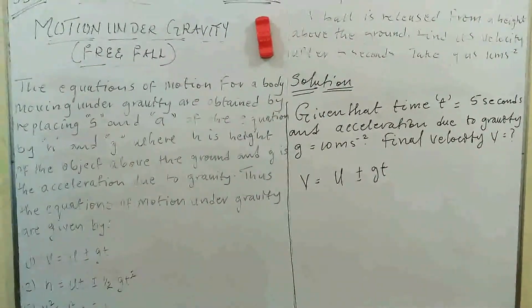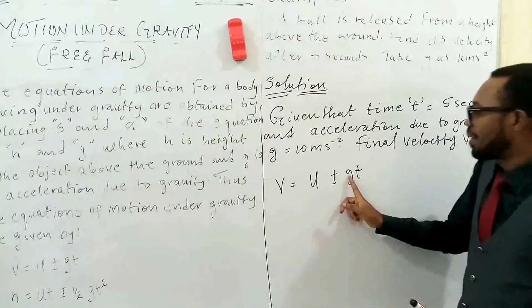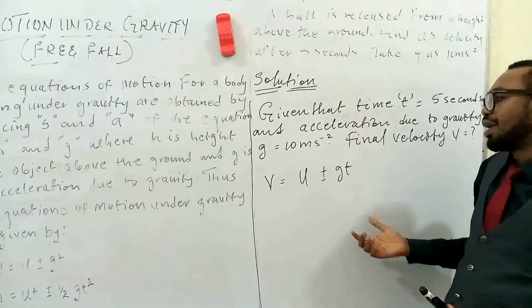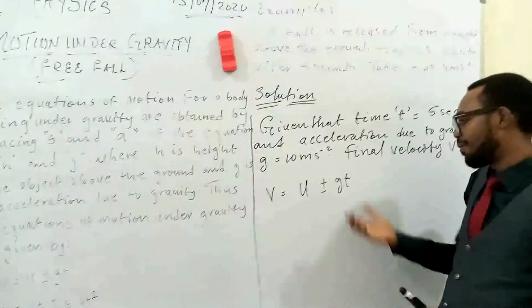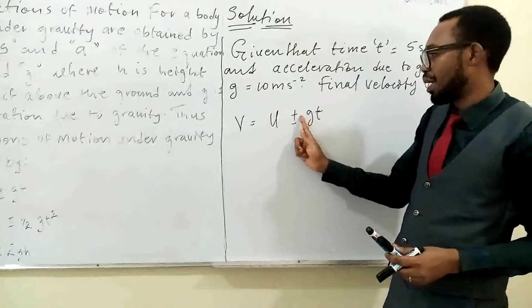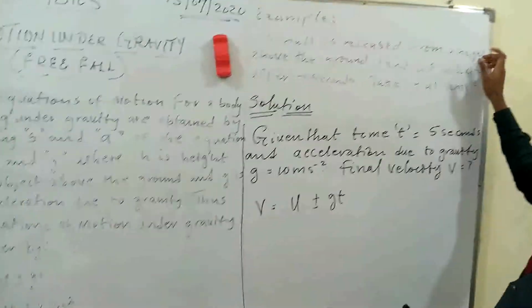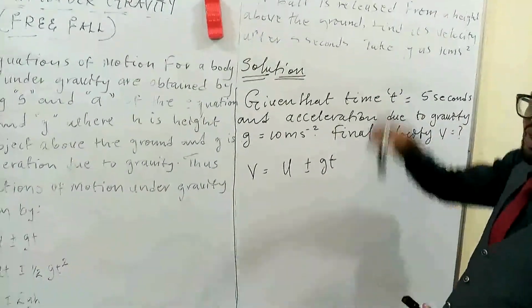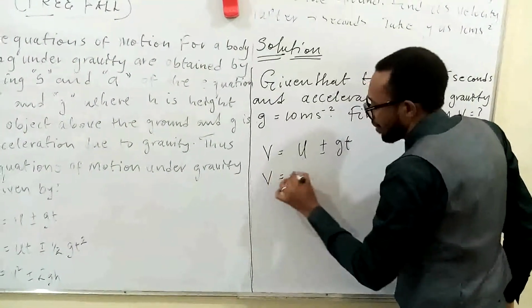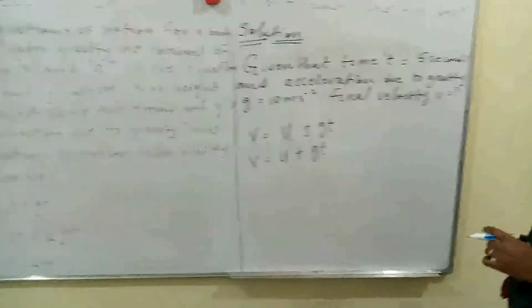I explained earlier that when the object is moving upward, its acceleration due to gravity is negative. But when it's moving downward, the influence of the acceleration due to gravity is not opposing it, so that is when it is positive. If you look at the question again, the ball is released from a height, so it's coming downward. So it's going to be V equals U plus GT, not minus GT.